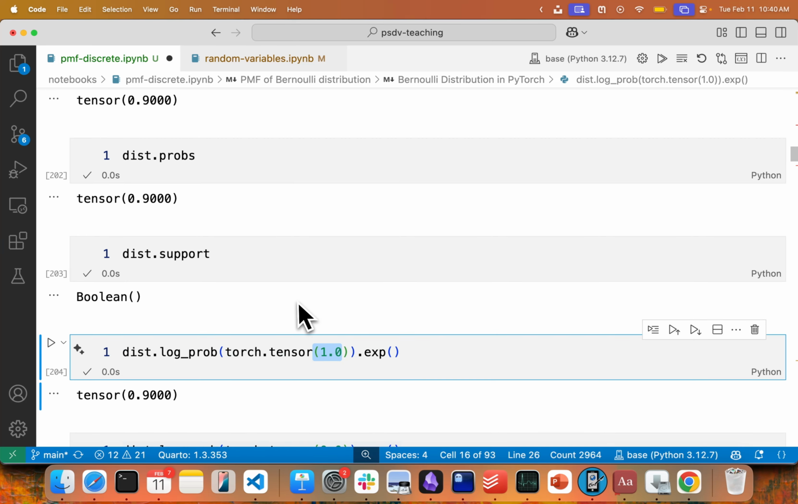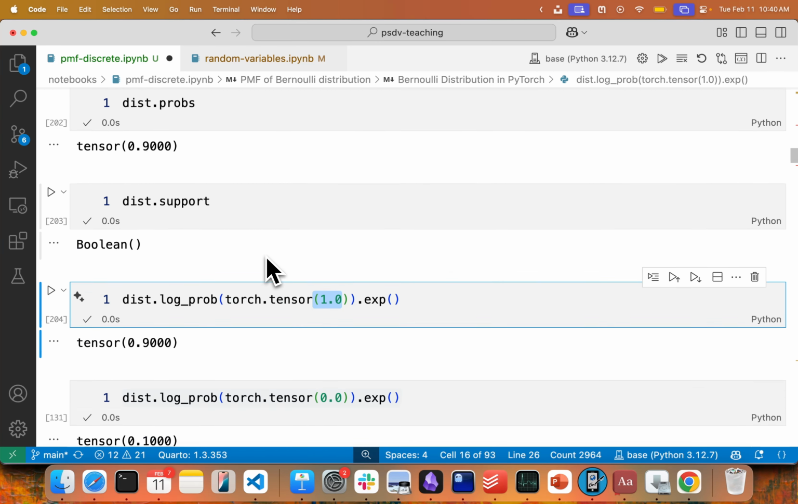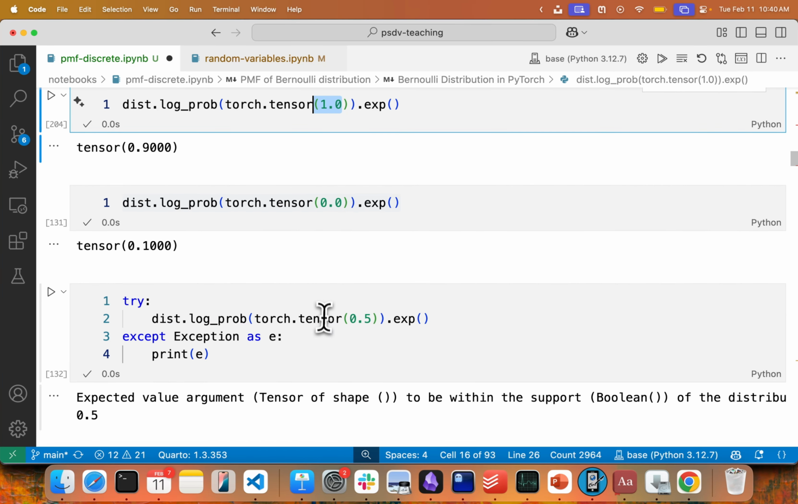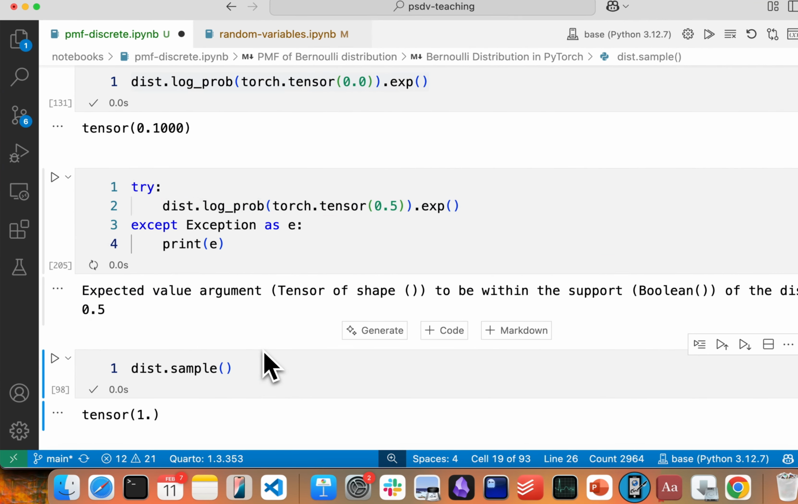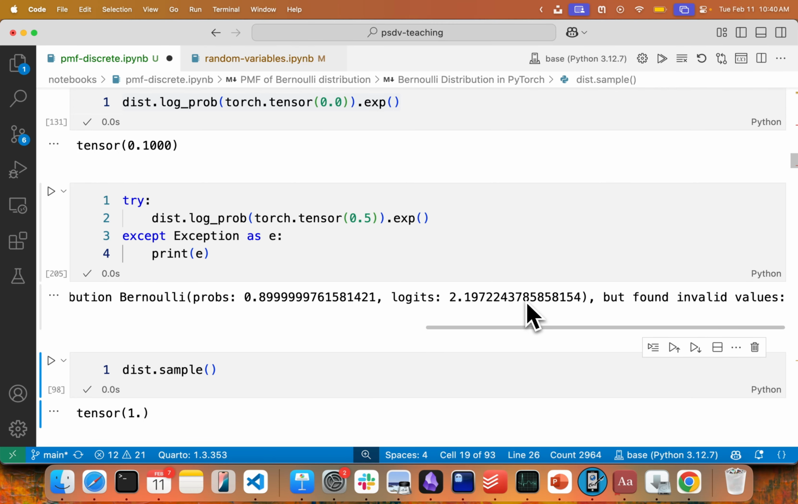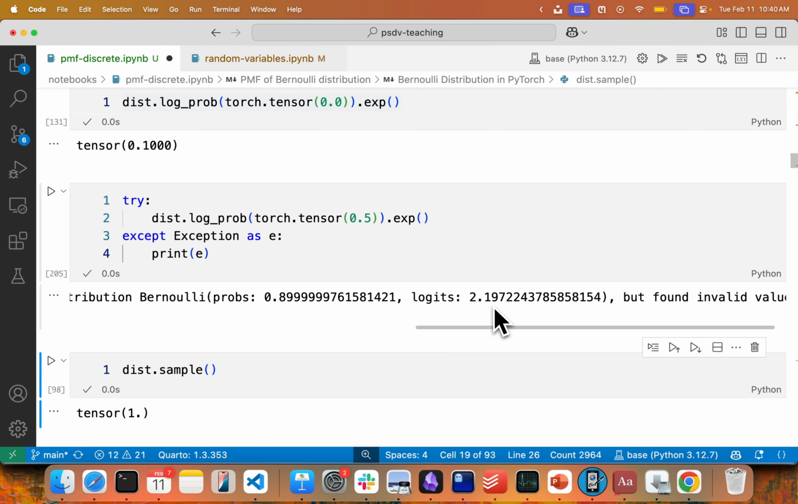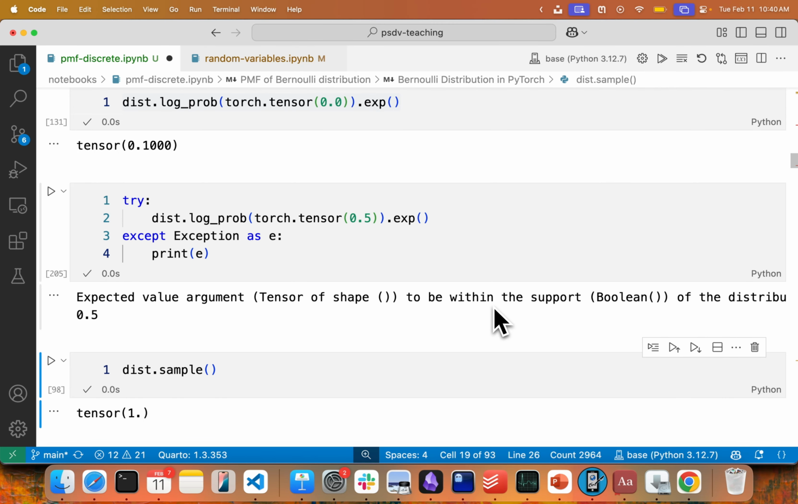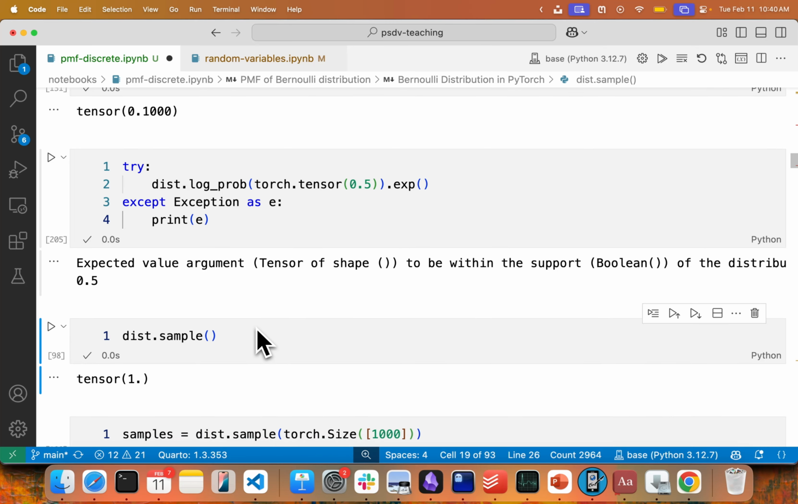So it's important to understand what is the support of your random variable. If I tried giving 0.5, I just passed this in a try-catch block, and I get an error: expected value to be within the support of the distribution Bernoulli. We found out invalid values. So you cannot evaluate the probability at places which are not within the support. Now we come on to the more fun parts.